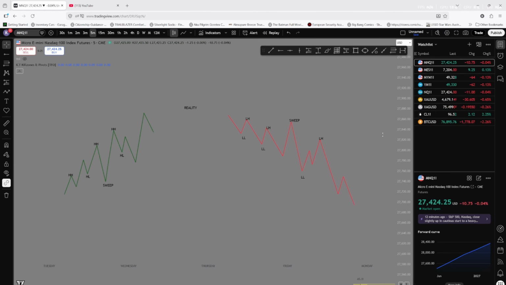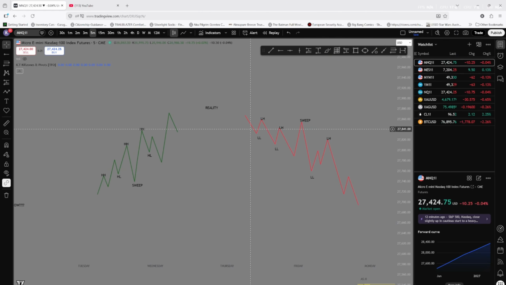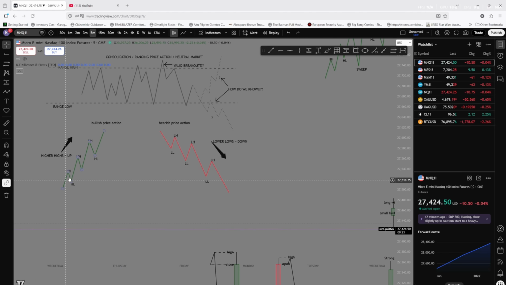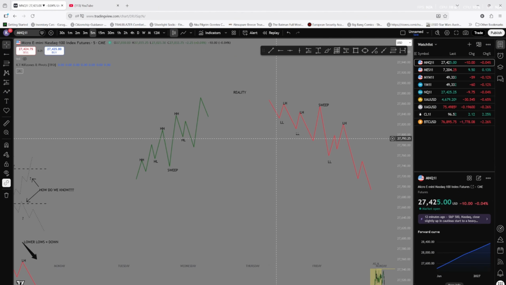Now we will touch on how to identify these, what these mean, and how to find them, and how to trade them in a later video. But just know the markets are not perfect. Very rarely will you get price like this. Most of the time it looks messy, something like this.